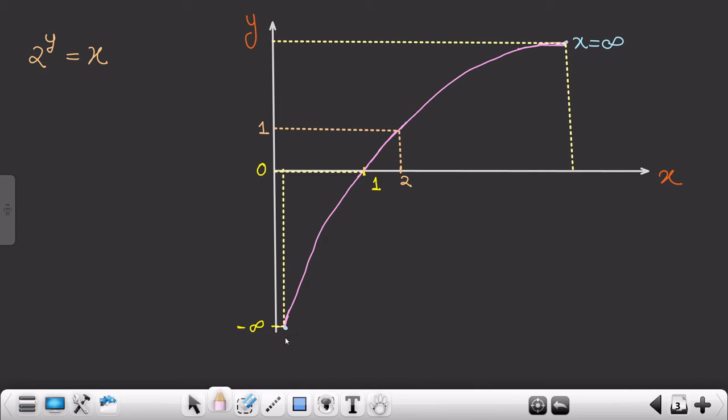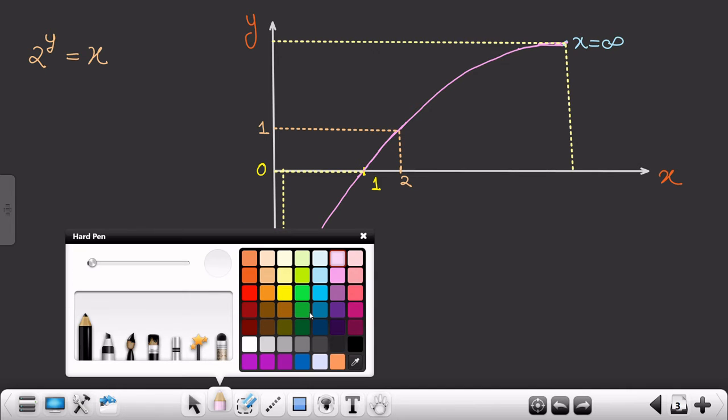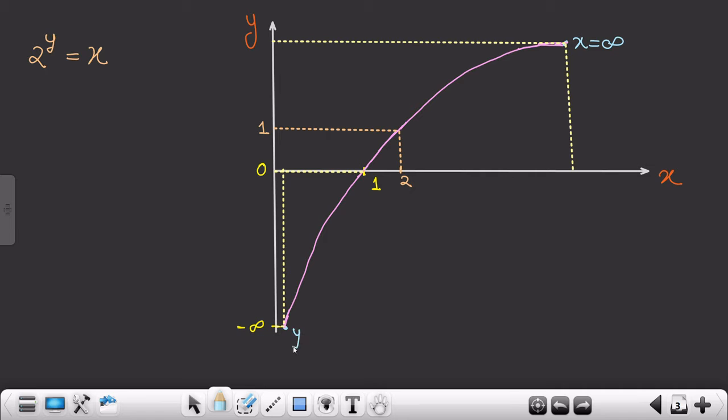So when your y is, wait, I will take a little different color, maybe blue one. When your y is equal to minus infinite, your x was almost equivalent to 0. I won't say it is 0, it is tending to 0. That means you might also apply a limit over here, that will also do.